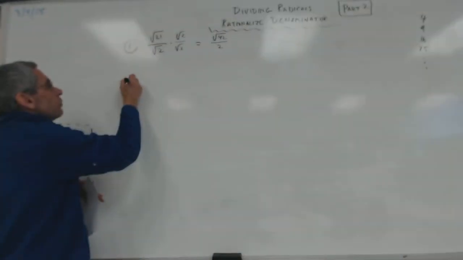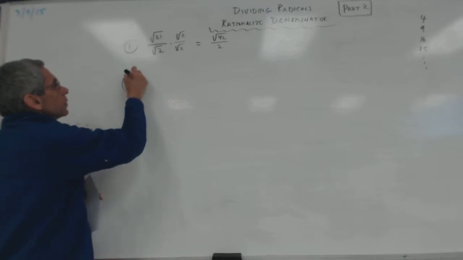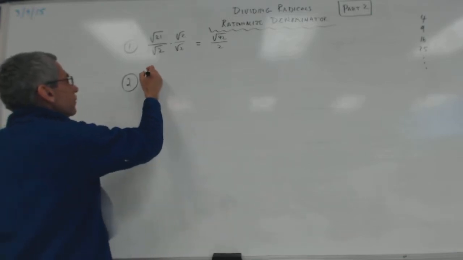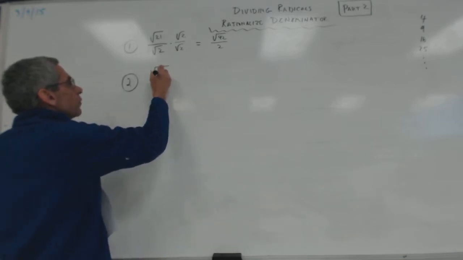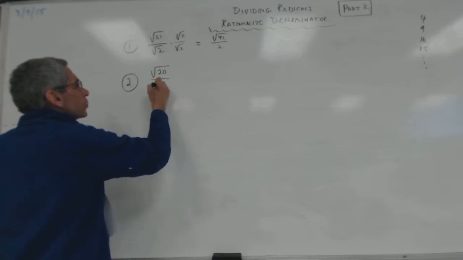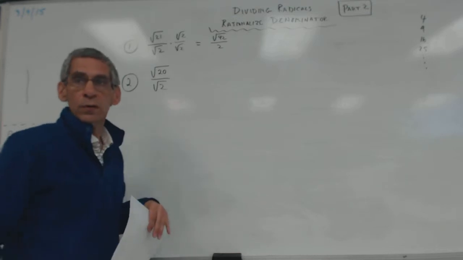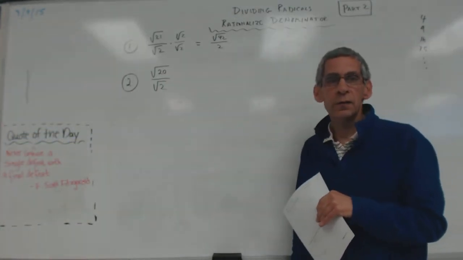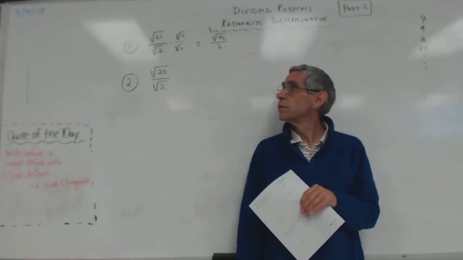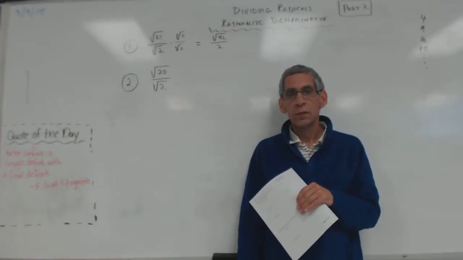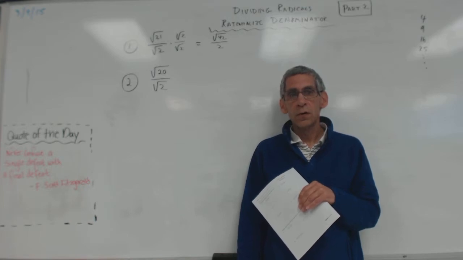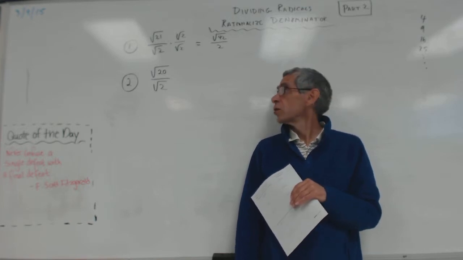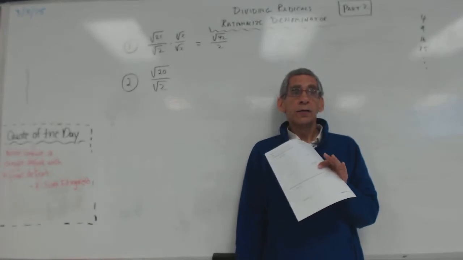All right, so what if I gave you this: the square root of 20 over the square root of 2. What would you do? First you would multiply the numerators, so it would be the square root of 40 over 2. So that is one way to do it.